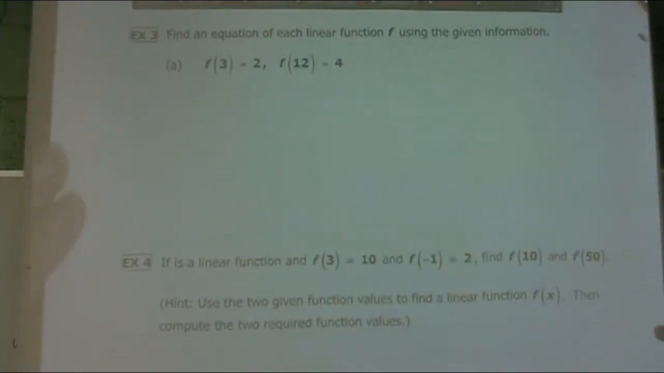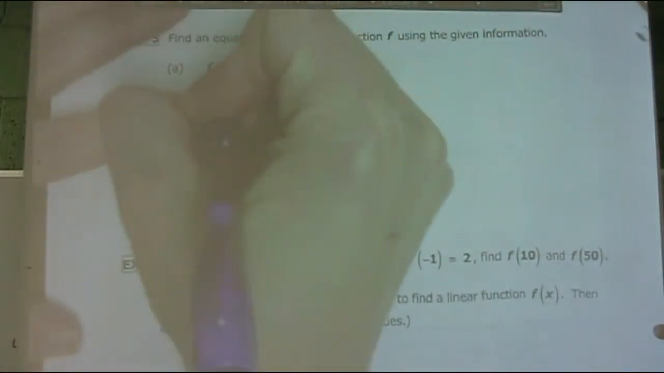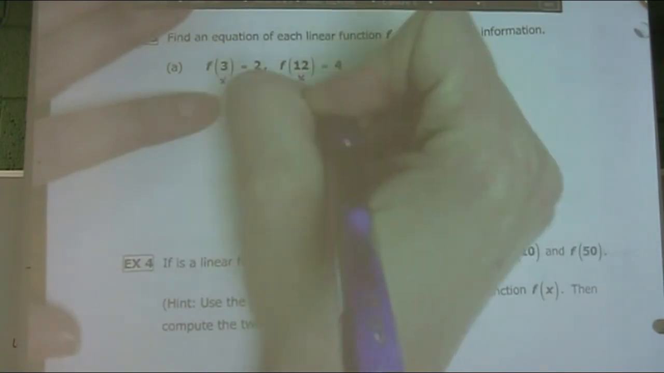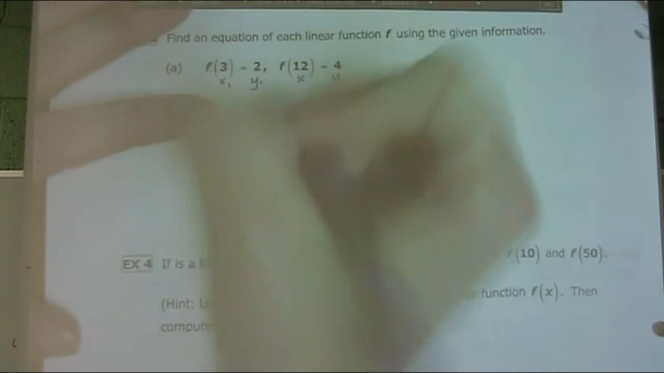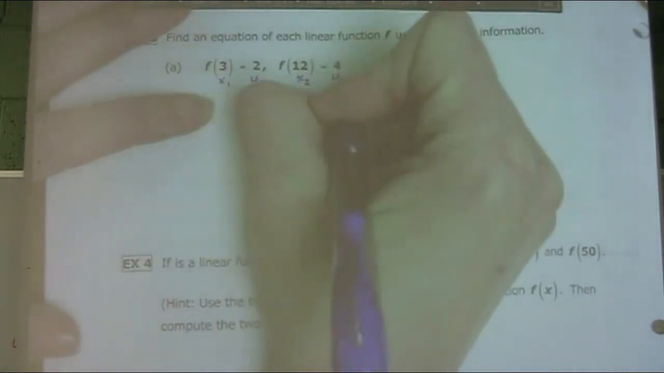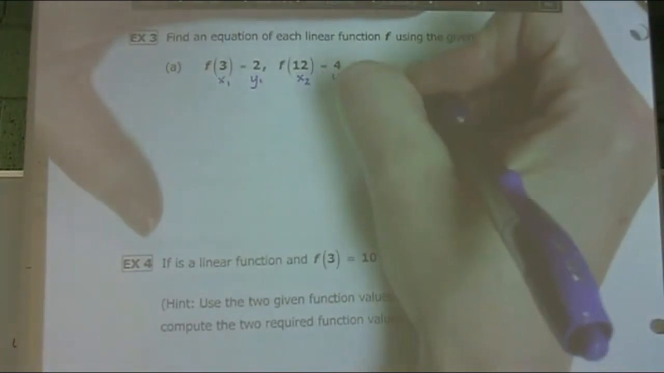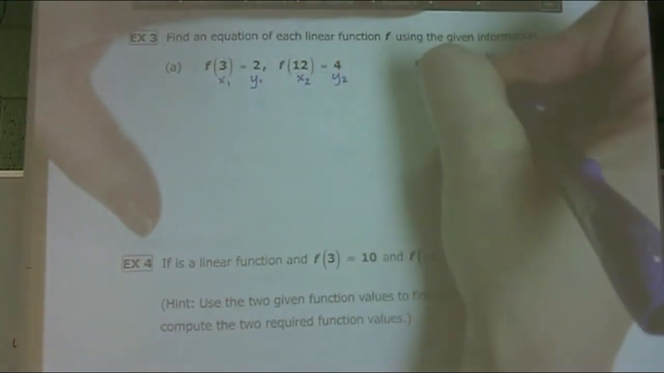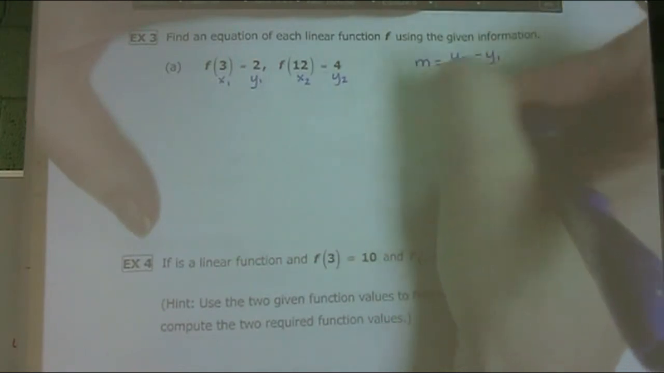Let's do another example just like that. All right? Remember, this is an x, this is a y, this is an x, and this is a y. Let's call this x1 and y1, and x2 and y2. And we're going to use our slope formula, which is y2 minus y1 over x2 minus x1.